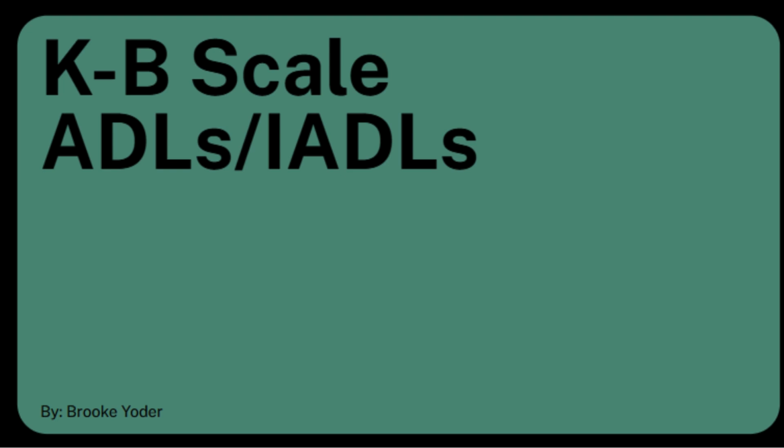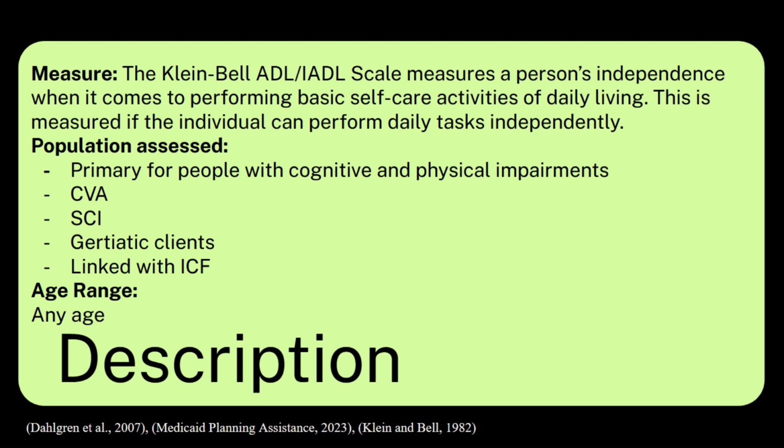Today I'm going to be talking about the Klein-Bell scale for ADLs and IADLs. A little bit of the description: the Klein-Bell ADL and IADL scale measures a person's independence when it comes to performing basic self-care activities of daily living. This is measured by whether the individual can perform daily tasks independently.